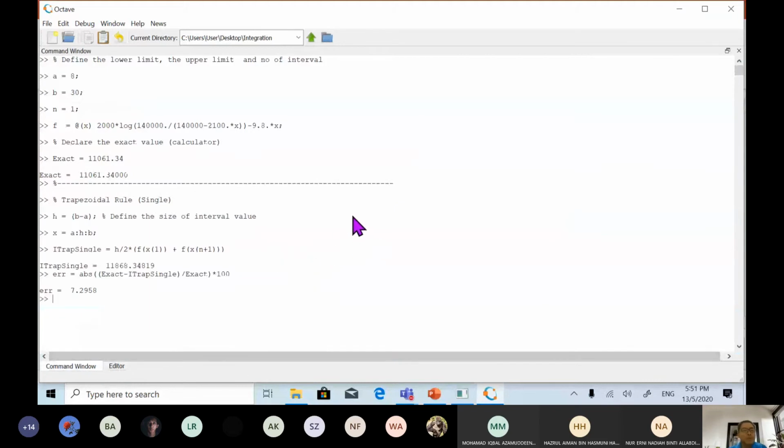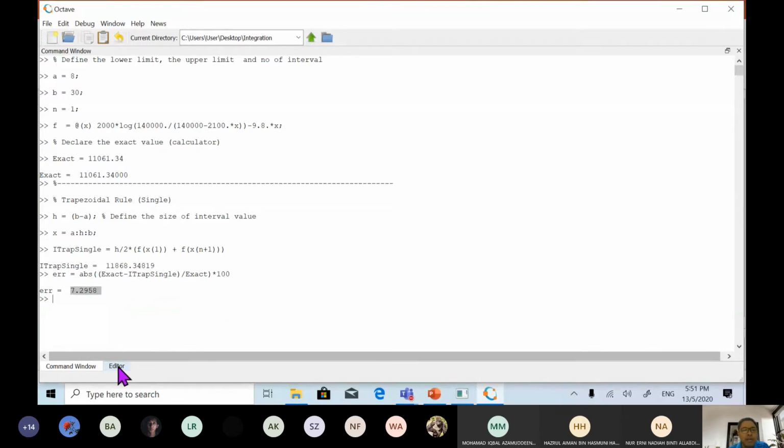So this is the output. You may see that by using the single trapezoidal rule, the area is 11,868, whereas the exact value of the integration is 11,061. So this already agrees with our hypothesis that the single trapezoidal rule is not so accurate, because you estimate the graph by using only a straight line. The error in using the single trapezoidal rule is about 7.3%.